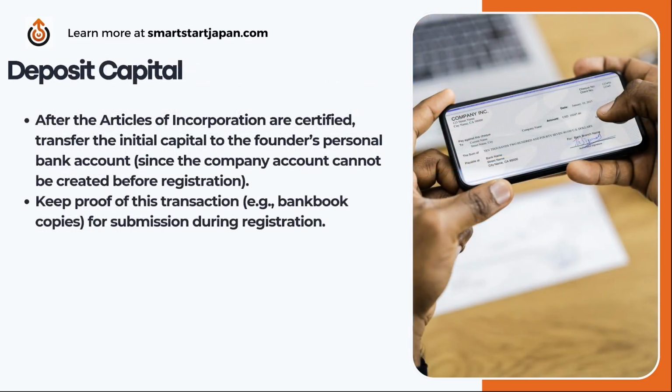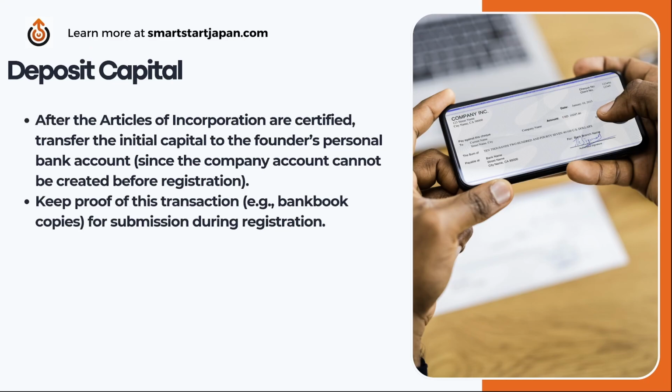After drafting your articles of incorporation, the next step is to deposit the initial capital. In Japan, you must transfer your starting capital into the founder's personal bank account. This is because the corporate bank account can only be opened after the company is officially registered. The transfer serves as a proof of the company's initial funding. It's important to note that if you don't have a Japanese bank account, you have to deposit the capital into a Japanese bank branch in your own country.